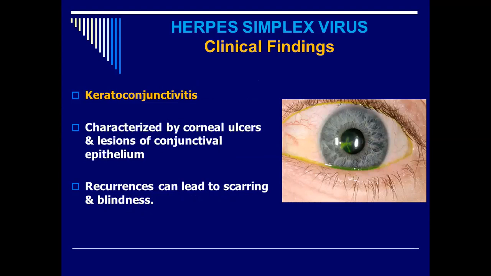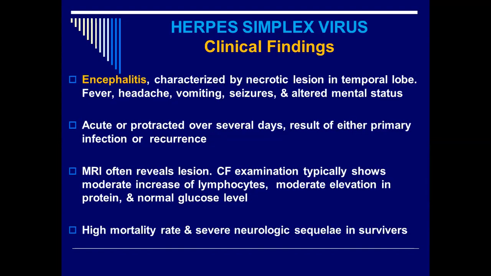Now, the other important one is keratoconjunctivitis. Here you can see corneal ulcers can occur, and lesions of the conjunctival epithelium. Recurrence can lead to scar formation and blindness. This is another important disease that can occur with herpes simplex 1. There is sometimes scar formation that leads to blindness.